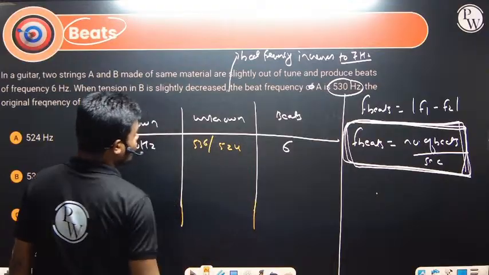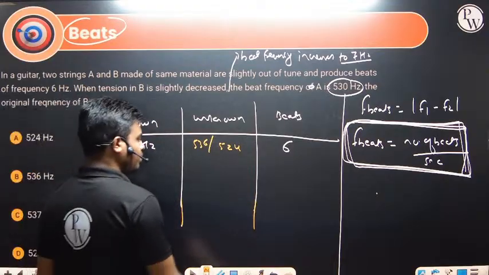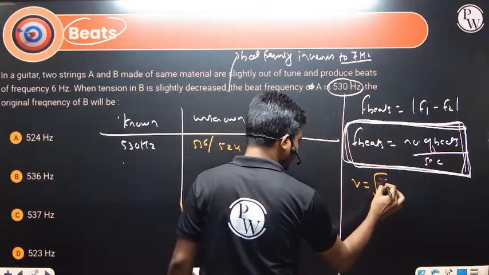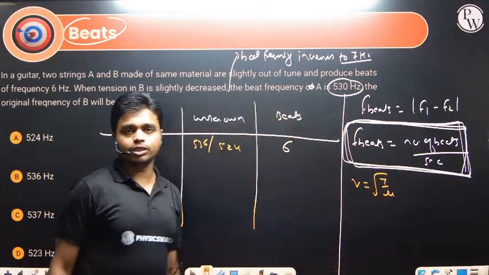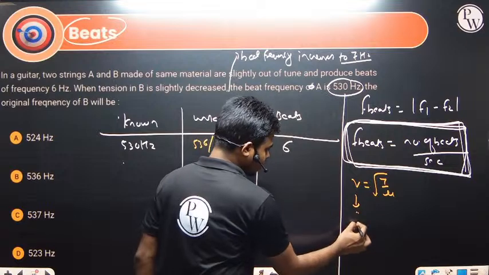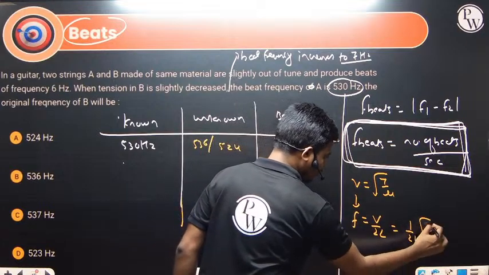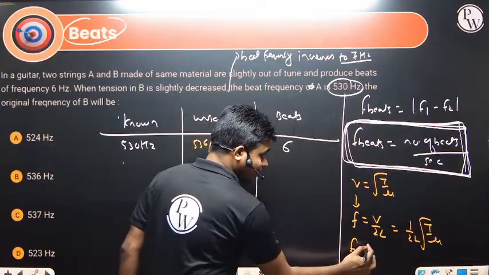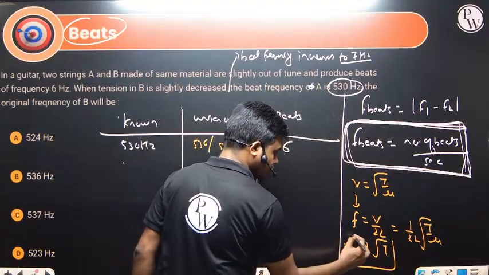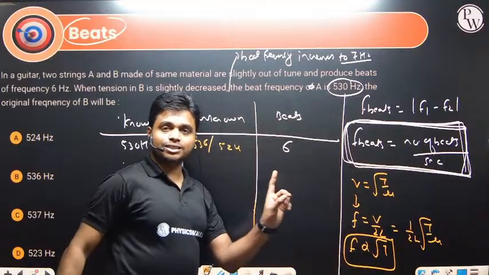Now, what is the tension in B? V equals under root T by mu. From here we can calculate the frequency: f equals V by 2L, that is 1 by 2L under root T by mu. So frequency is proportional to the square root of tension. The tension in B is decreasing.